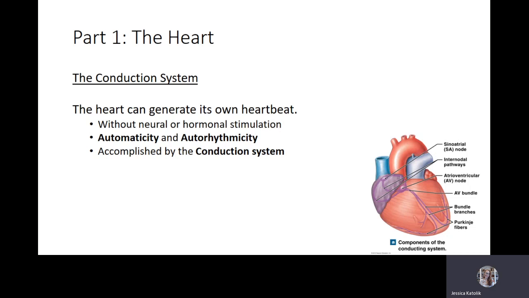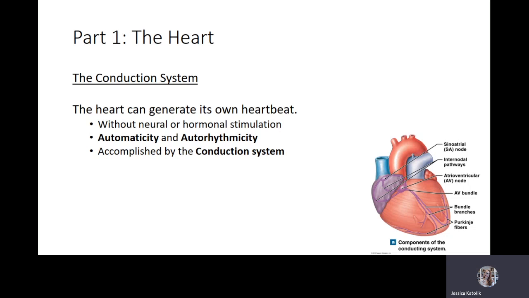So we call this ability to generate its own heartbeat, or more specifically, to depolarize and create its own action potential, automaticity. So to be able to generate your own action potential and depolarize yourself, or the heart itself, is automaticity. Autorhythmicity, on the other hand, means to generate its own heart rate or heartbeat. It controls its own rhythm. So we have two really related words, but the heart really can generate its own action potential and control its own heart rate. So that is really awesome.